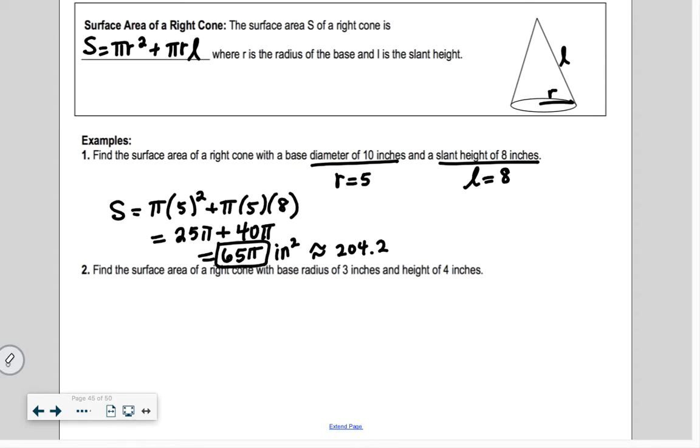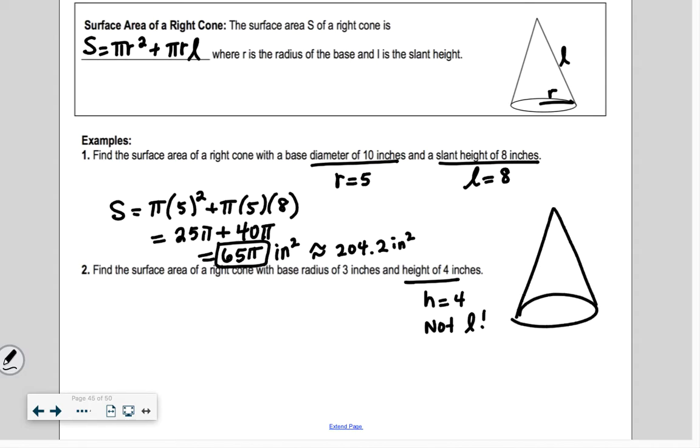All right. So number 2. Oh, I forgot my inches squared. All right, so find the surface area of a right cone with base radius of 3 and height of 4. Now, careful, this is height, not slant height, right? So sketch it out and think about it. Your height is 4, your radius is 3. What does the slant height have to be?